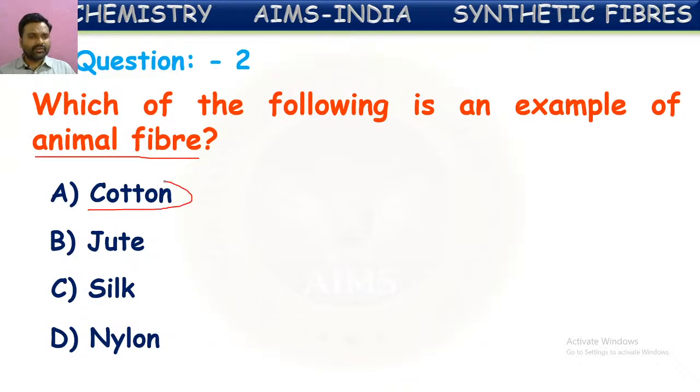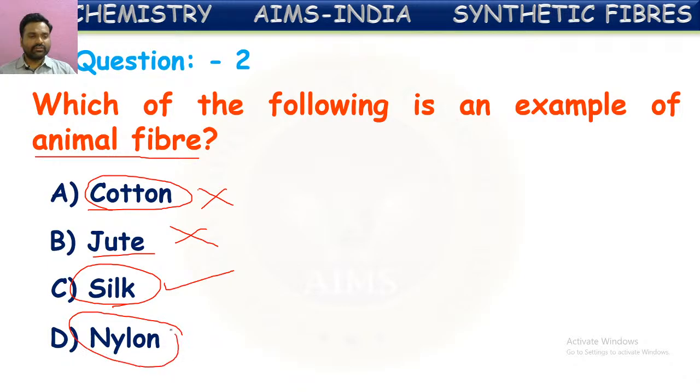We know cotton is obtained from the plant, cotton plugs. From that cotton is derived. So it is a plant fiber, not animal fiber. And jute is derived from the bark of the jute plant. So it is also a plant fiber, not animal fiber. Silk is obtained from silkworm. Hence, silk is considered an animal fiber.